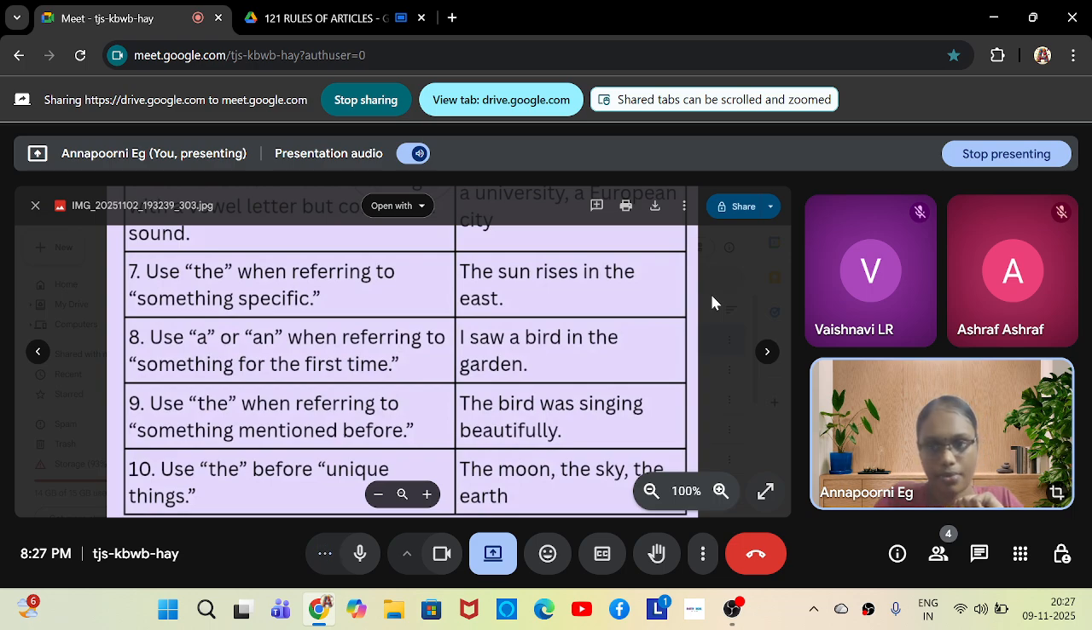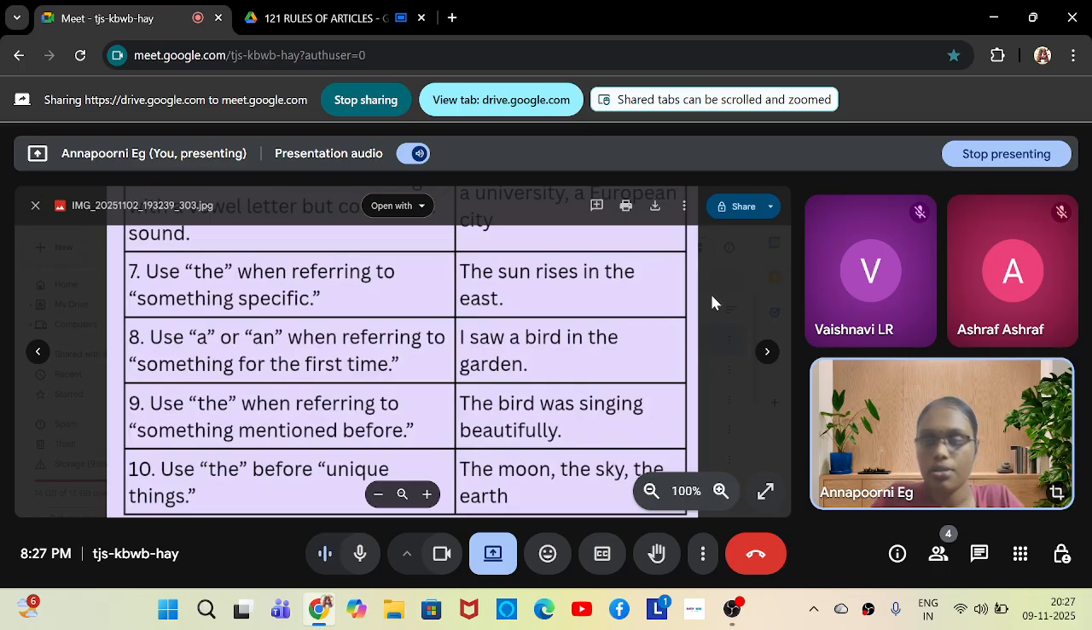For example, the bird was singing beautifully. So first you told, I saw a bird in the garden. Now I want to speak about the same bird which was singing. So I'm telling the bird was singing beautifully. Okay, so this action happened before some time. So I can use the bird.